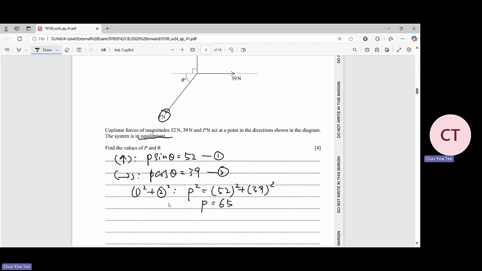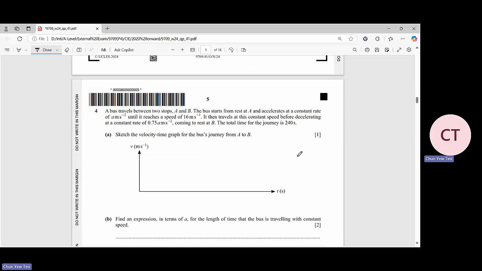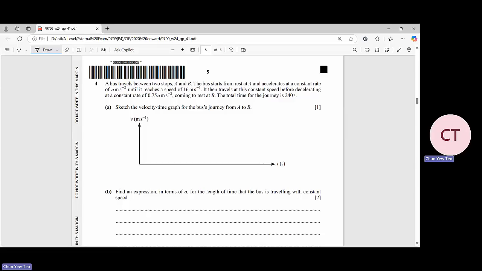Then we want to find the theta. To find the theta, just take number 1 divided by number 2. Then you will get tangent theta is equal to 52 over 39. Press the calculator, then you can find the theta. And your theta will be 53.1 degrees. Okay, so we are done for question number 3. Now we move on to question number 4.